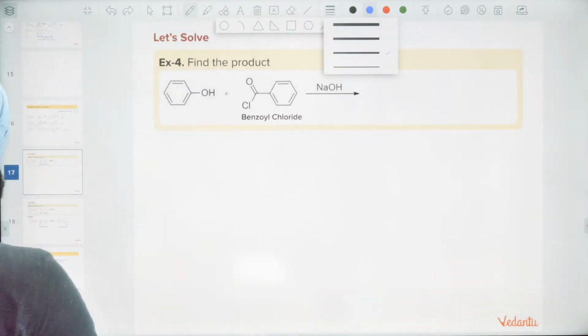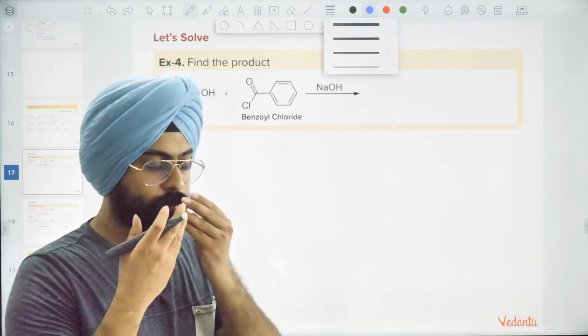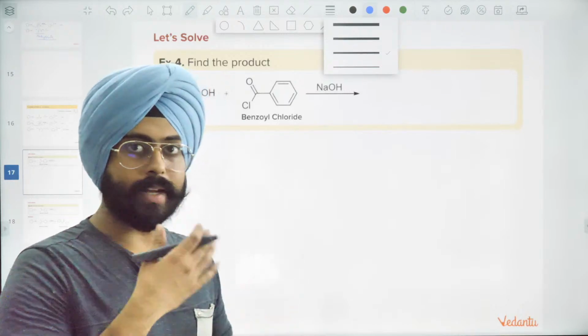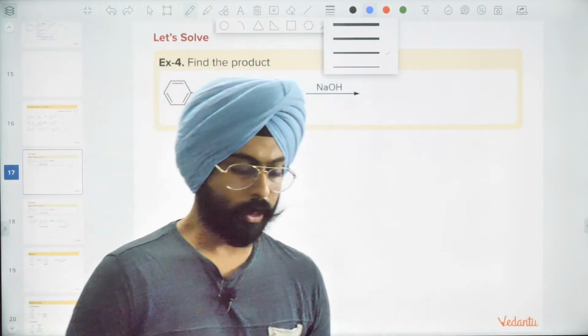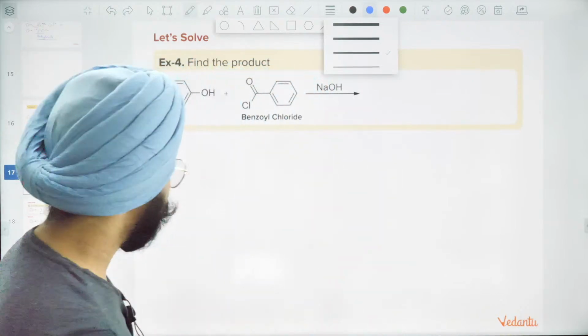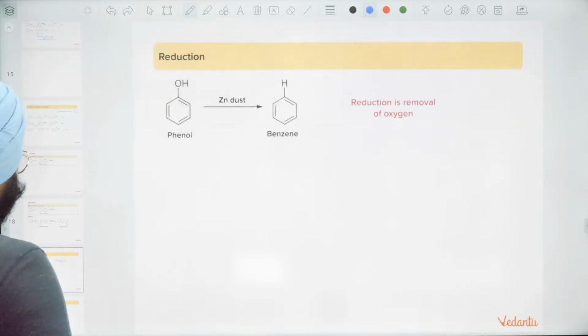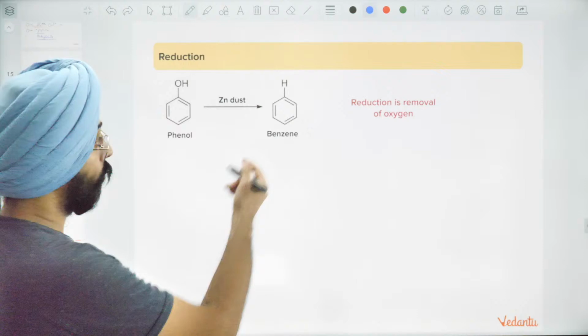Anyway, right. So now let's see some more reactions of phenols. Phenol as a starting point can be used to generate benzene as well. ठीक है, phenol को as a starting point use करके you can also generate benzene. So for that, of course, you have to do reduction. If you reduce phenol, you will get benzene.